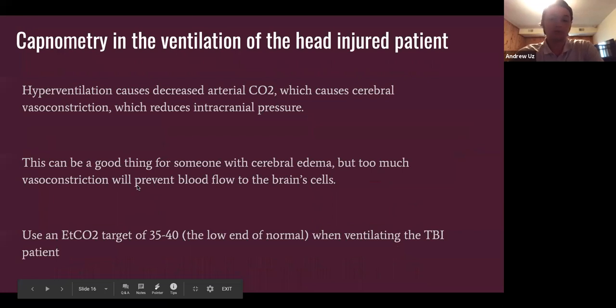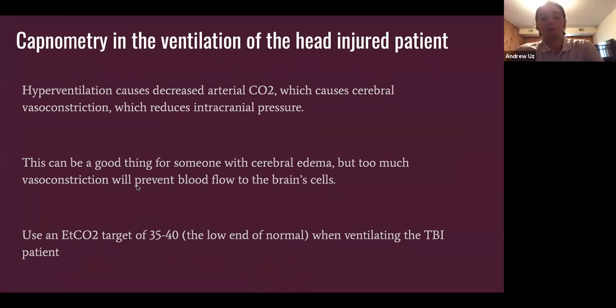So the other use for capnometry is a head injured patient. We use what's called permissive hyperventilation. If somebody has a head injury with herniation, which means the brain is swelling from such a high amount of intracranial pressure that it's causing herniation, which is when the brain gets squeezed through the different holes and openings in the skull, and that's seriously bad.